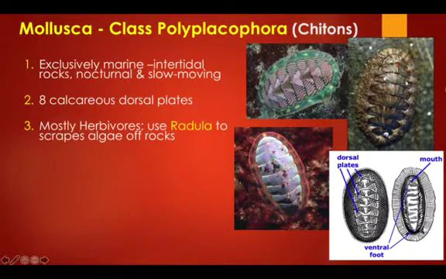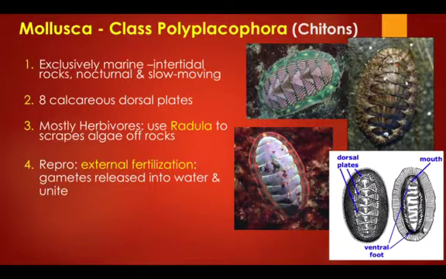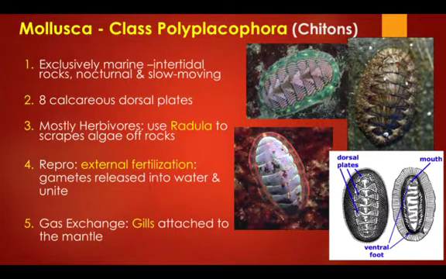They're mostly herbivorous, so they're mostly eating plants, and they'll use that radula, that radula we saw on the other slide, to scrape algae off of rocks. For reproduction, they do go through sexual reproduction, and this is going to be external. This means the egg and the sperm are just going to be released into the water, and they will find each other in the water. So, external fertilization. They do have gills. The gills are going to be attached to that mantle, and they use that to get oxygen from the water.